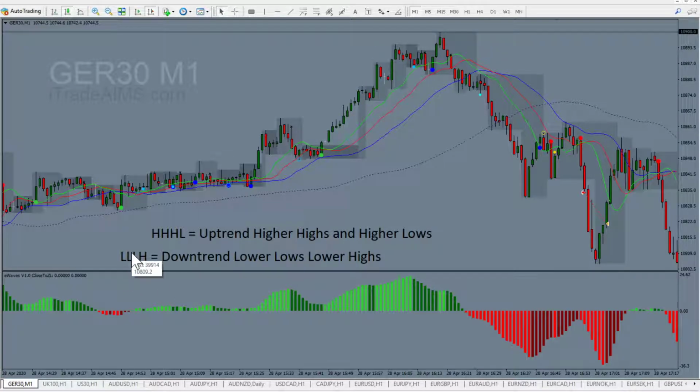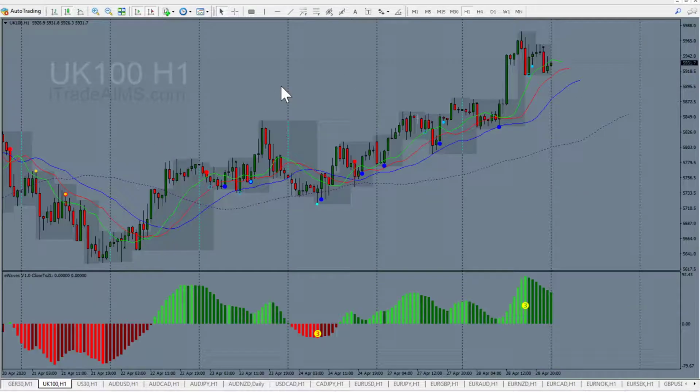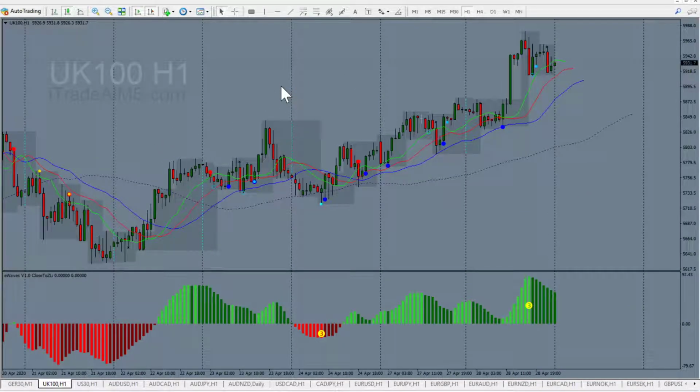So that's 10 minutes of talking about this. Let's just quickly go to other charts. So this is the UK 100. There was a good chance here as well.